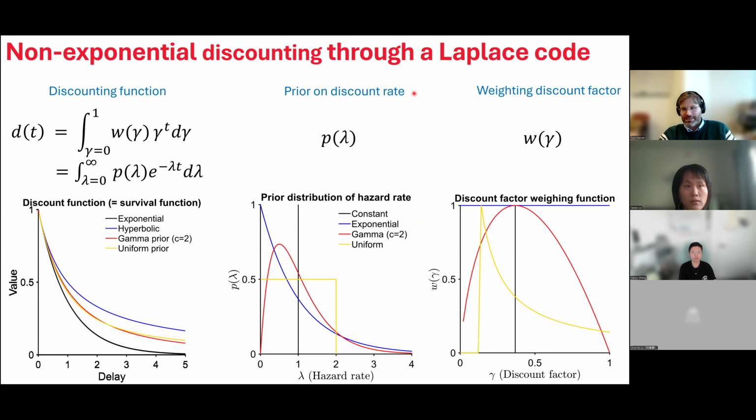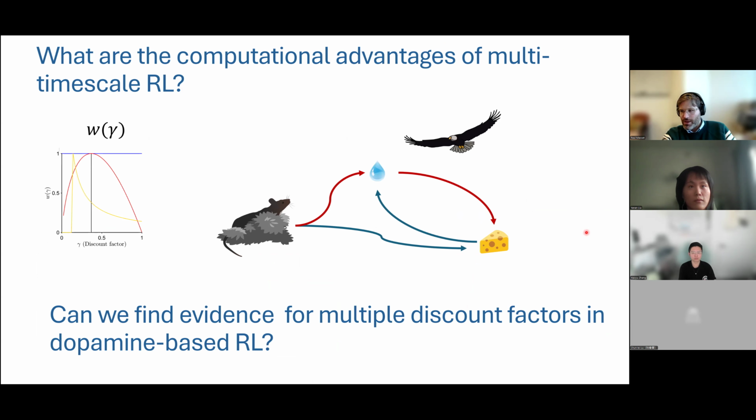And so that's the idea: if you have a distribution of discount factors, you can weigh them differently. And by weighing them differently, that will lead to a different discount function. These different discount factors give you the ability to discount the future in different ways. So what we're going to do here is really show that, indeed, the dopamine neurons compute the prediction errors with different discount factors.